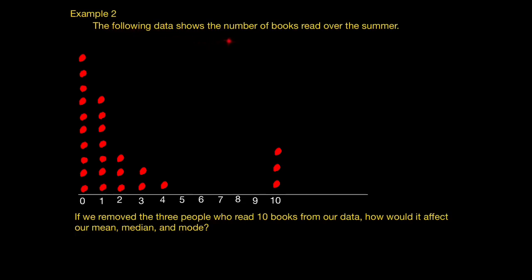The following data shows the number of books read over the summer. Whoa, we have a lot of students that read 0. We had 1, 2, 3, 4, 5, 6, 7. Seven students read one book, etc., etc. So before we take into consideration this scenario, let's just find the mean, median, and mode, beginning with the mean.